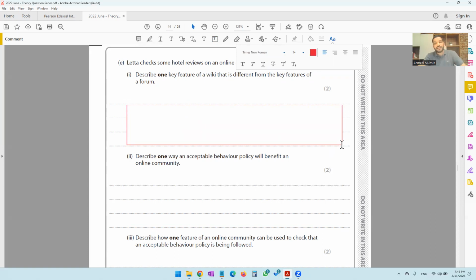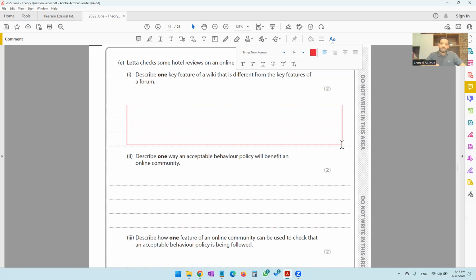While a forum is an ideal place for you to start a discussion, where you post a topic and users can comment, reply and like. So a forum is ideally a place for discussions, whereas a wiki is ideally a place to gather information, to get to know about things. They are asking, describe one feature of a wiki that is different from the key features of a forum. They have asked you for one feature.